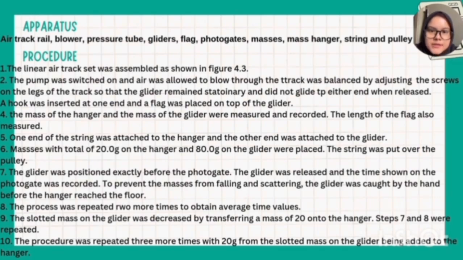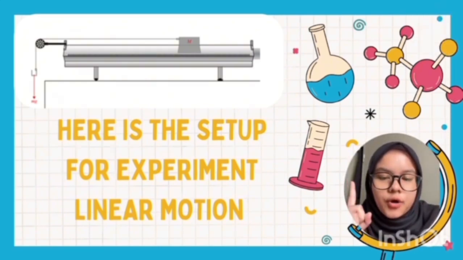8. Repeat this step 2 or more times to calculate the average time. 9. Transfer 20 grams from the glider to the hanger and repeat the procedure. 10. Perform 3 more trials, transferring 20 grams from the glider to the hanger each time. So this is the complete setup for the experiment.